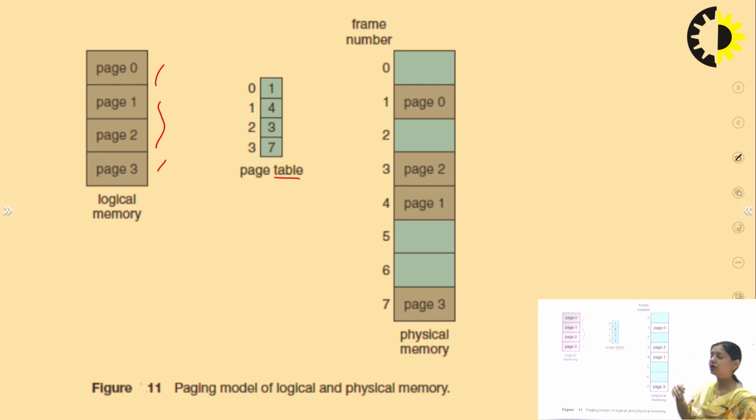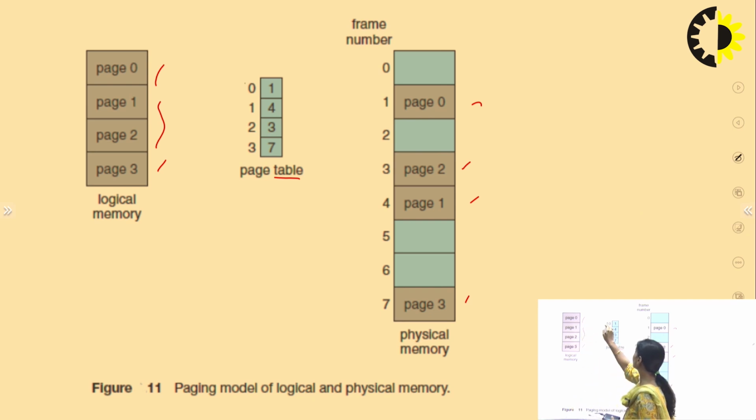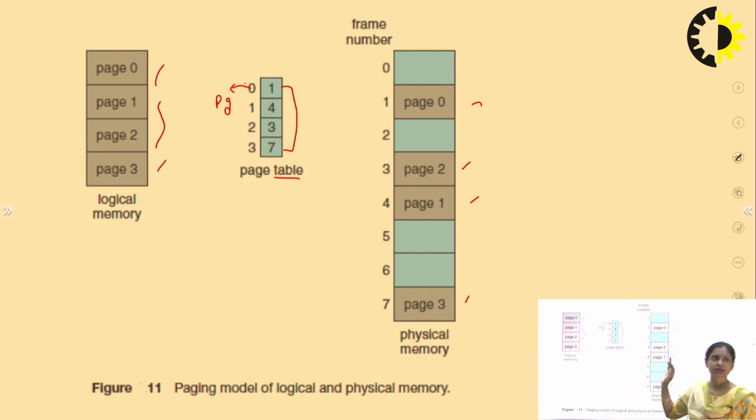Now it is non-contiguous because in the physical memory these pages are not necessarily stored at the same address location or in the contiguous memory allocation. So in that case, suppose we have a process which is divided into these 4 pages, page 0, page 1, page 2, page 3.